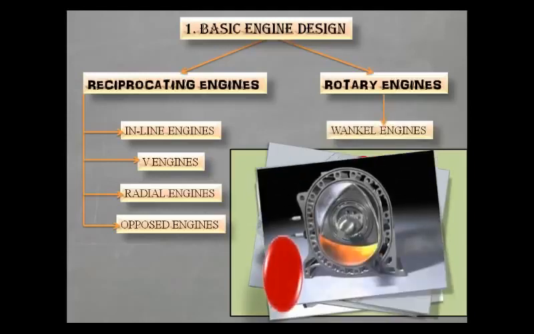Wankel engine is a type of rotary engine. The main advantage of using this type of engine is that it is generally 30% lighter and produces twice as much power compared to reciprocating engine. But unfortunately, it gives poor fuel economy and has high emissions and unburnt hydrocarbons.